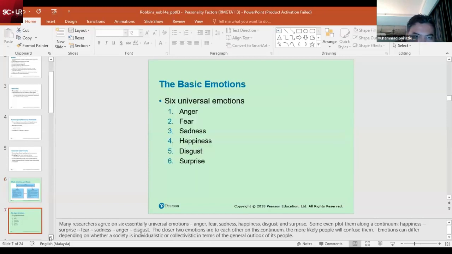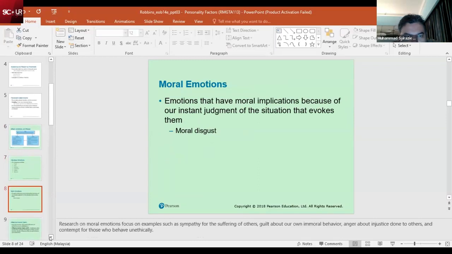There are 6 basic emotions: anger, fear, sadness, happiness, disgust, and surprise. That's the general emotion. What about moral emotion? Research in moral emotion focuses on examples such as sympathy for the suffering of others, guilt about our own immoral behavior, anger about injustice done to others, and contempt for those who have behaved unethically.